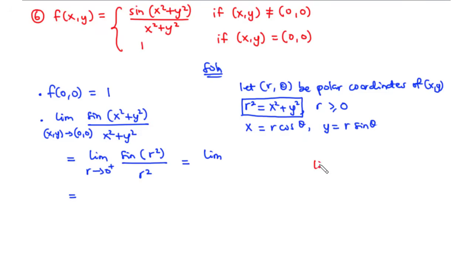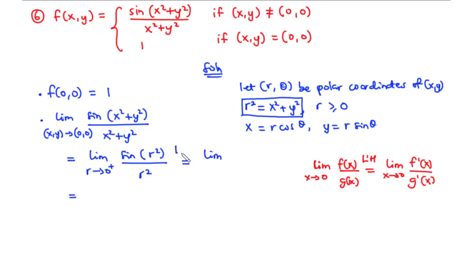So the limit of a function f of x divided by g of x as x approaches, let's say, 0. Then using L'Hopital's rule, we say that this is equal to the limit of the first derivative of the function f of x divided by the first derivative of g of x as x approaches 0. So basically this is the idea we are going to use here.